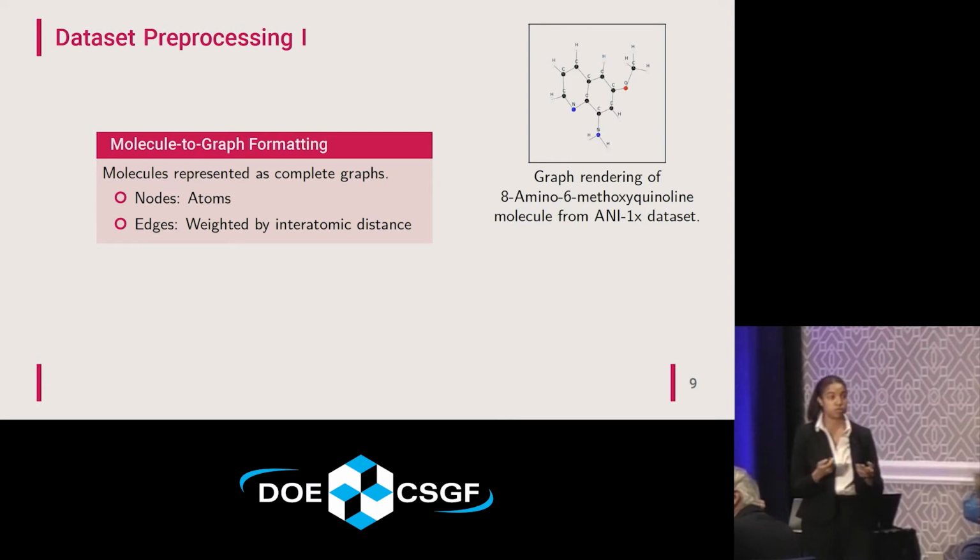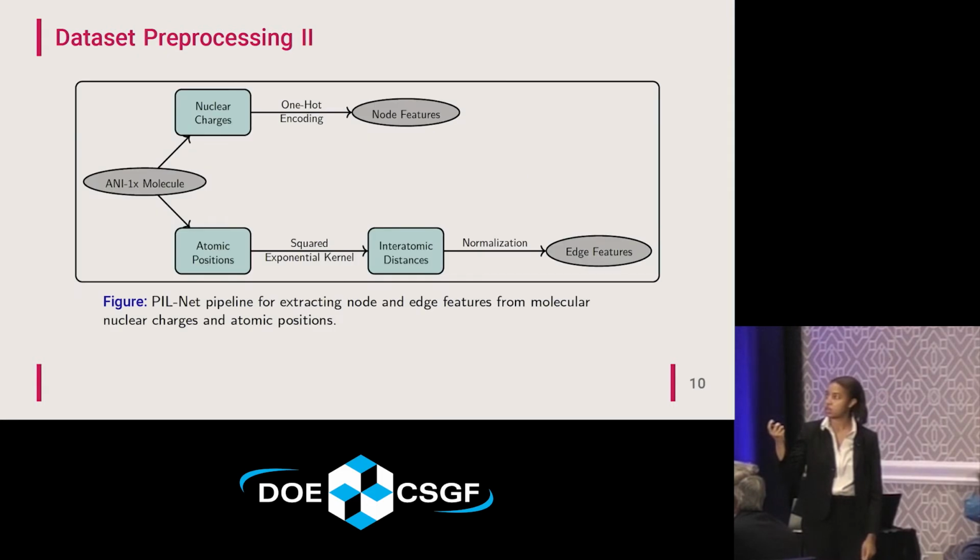In order to retain as much information as possible, but we still distinguish between the different values of the edges by using this weighting function that I will describe in a second. So here's an overview of the dataset preprocessing pipeline.